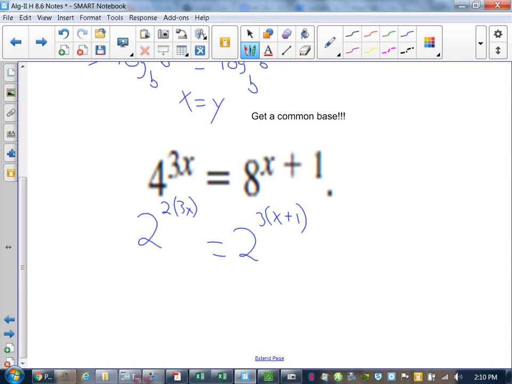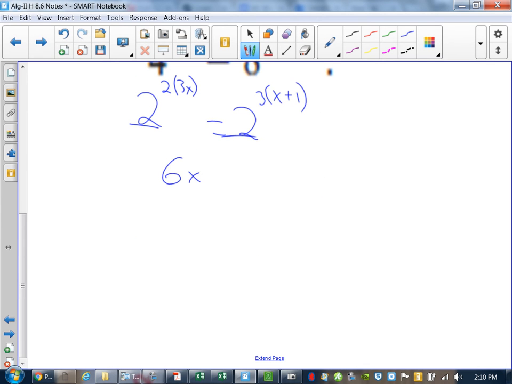Do you now have common base on both sides? So technically, if I take the log base 2 of both sides, my exponents drop. But I don't need to show that step because I have these bases being the same. So then I get 6x equals 3x plus 3. I was making sure you guys remembered the distributive property. Congratulations. So, solving for x, you get 3x equals 3, and x equals 1.